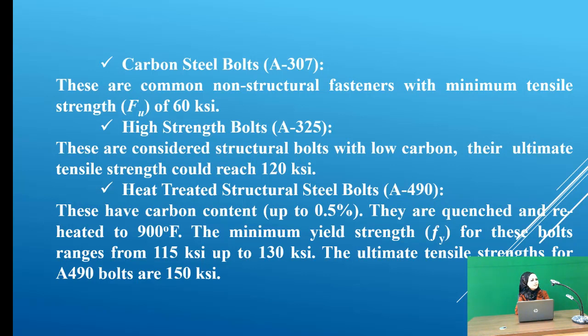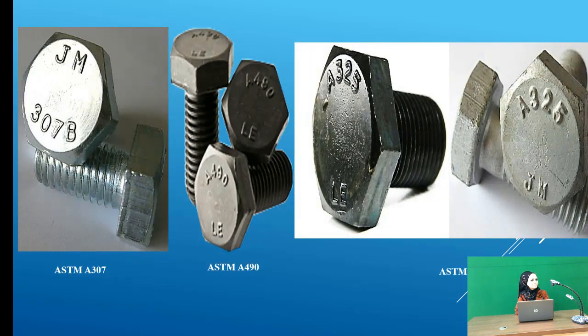Heat treated structural steel bolt A490. These have carbon content up to 0.5%. They are conditioned and reheated to 900 degrees. The minimum yield strength of this bolt ranges between 115 ksi and 130 ksi. The ultimate strength of the A490 bolt is 150 ksi.